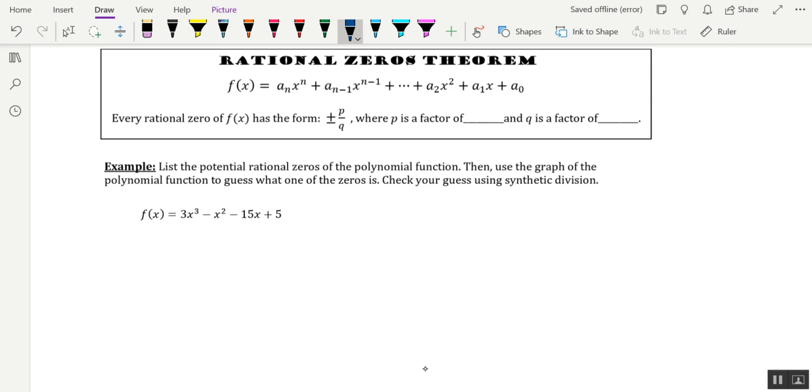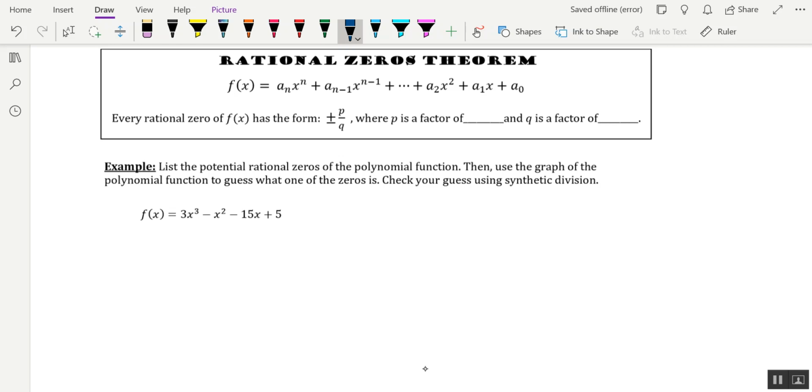And by the way, it's called the rational zeros theorem because this only applies to potential zeros that are fractions in format, or integers and whole numbers. This does not help us with any irrational zeros, such as the square root of 5 or 1 plus the square root of 3, but it gives us a start.